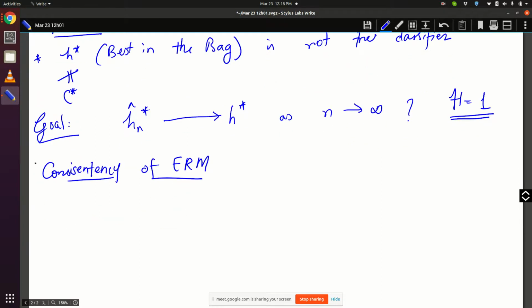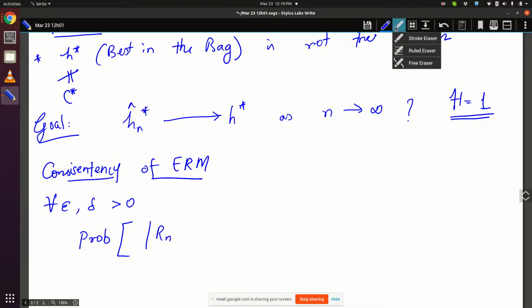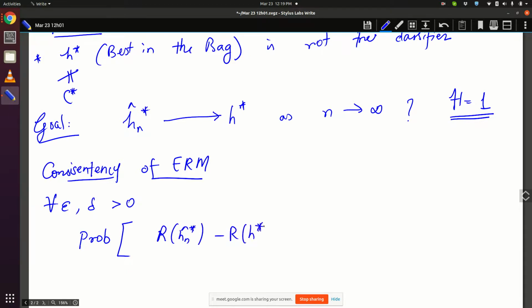So what we say is that for all epsilon and delta greater than 0, what we need is that if you look at the probability that R of Hn hat star minus R of H star is greater than epsilon, so basically for a particular n samples, when samples change, my Hn hat changes. Let me make that clear.